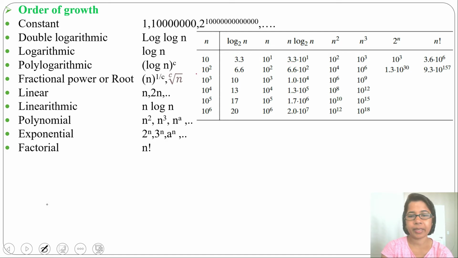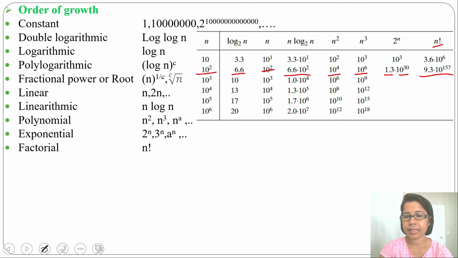Let's check if n equals 10 power 2. Then log n base 2 will be 6.6, n will be 10 square, n log n will be 6.6 multiplied by 10 square, n square will be 10 square power 2, that is 10 power 4, n cube will be 10 power 6, 2 power n will be 1.3 multiplied by 10 power 30, and n factorial will be 9.3 multiplied by 10 power 157.